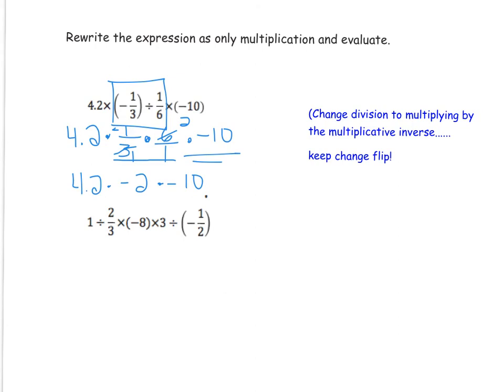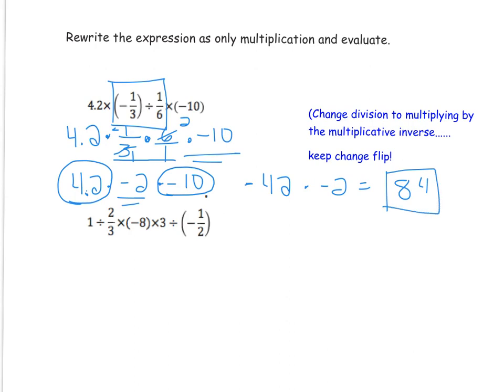Now I have this decimal. I don't want to work with decimals, so I'm going to go back and change the order and do this multiplication with this. So that's the commutative property. I'm changing the order. So 4.2 times a negative 10 is a negative 42. And I just have this times negative 2 left. And that's easy to do. 42 times 2 is 84. Negative times a negative is a positive.